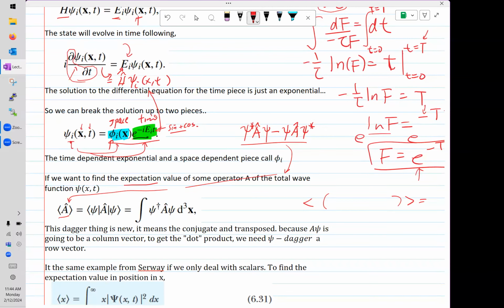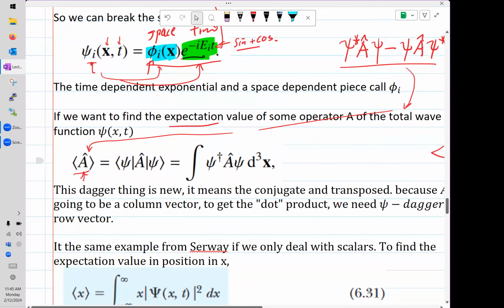Another symbol for that is kind of like, let's say, X average or something like that. So think about this operation here as figuring out what the average value you would get out of that operator if you were to measure it on that particular system.